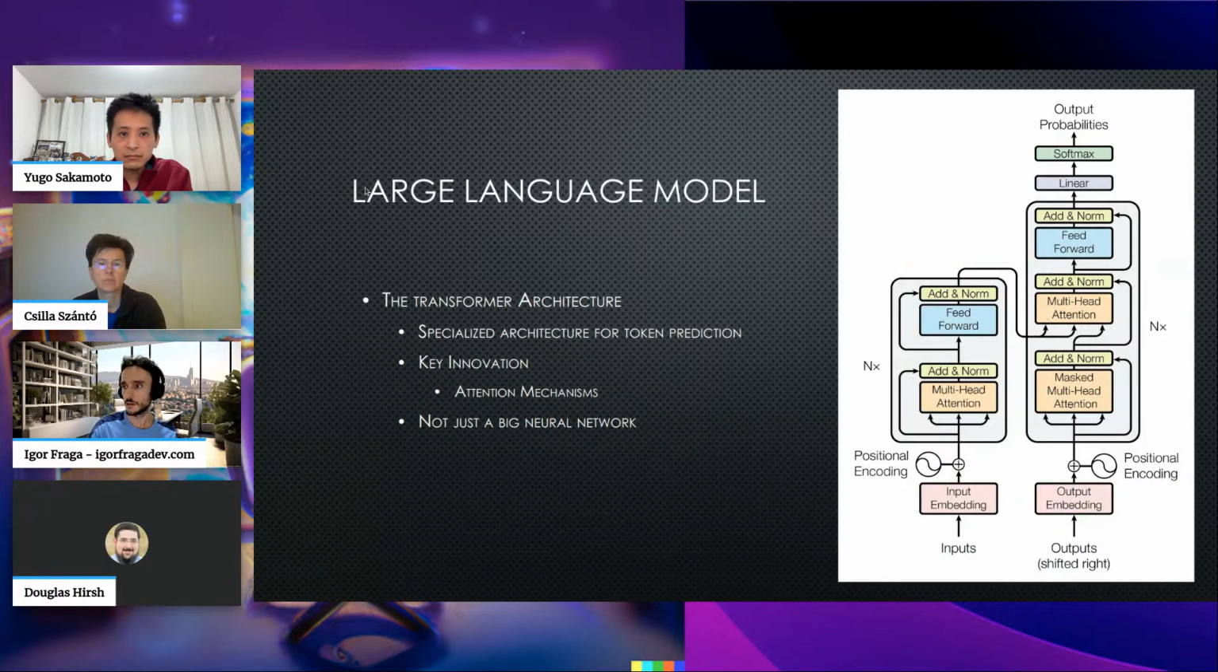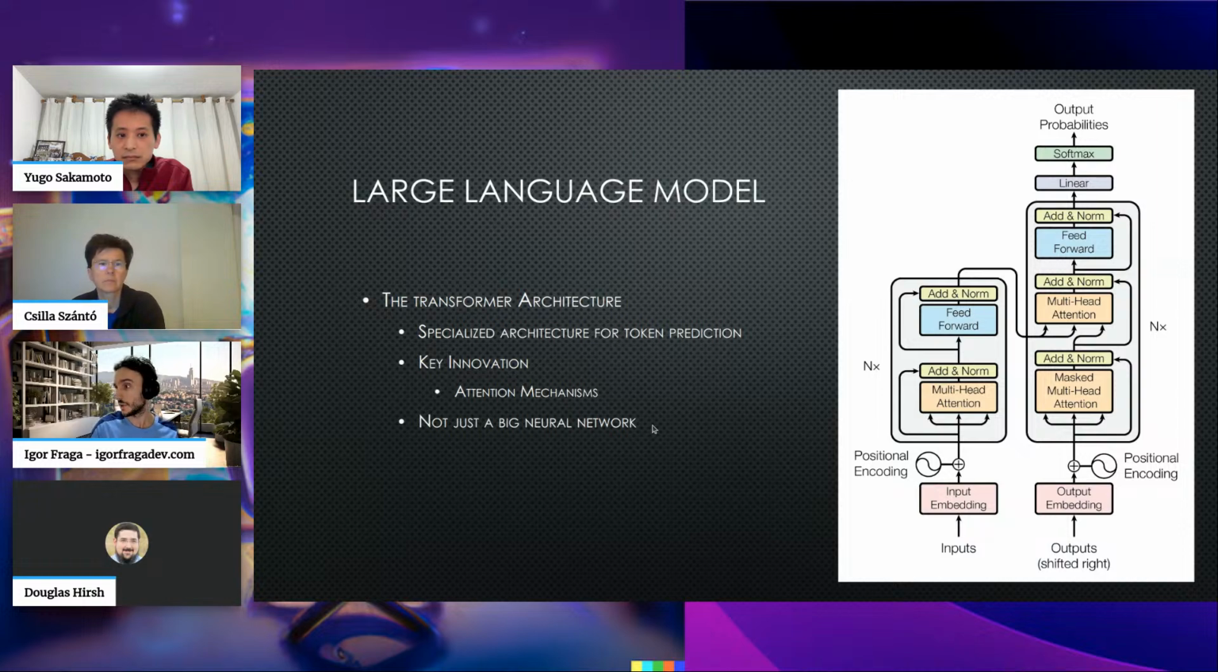And then coming to the star of the night, the large language models that we're going to talk about. And these changes, they are not only machine learning. They are not a big neural network. Here we are introducing the transformer architecture. It's much more than just learning what this is and what this is not. It is a specialized architecture for token prediction. The key innovation is the attention mechanism, and this is not just a big neural network.